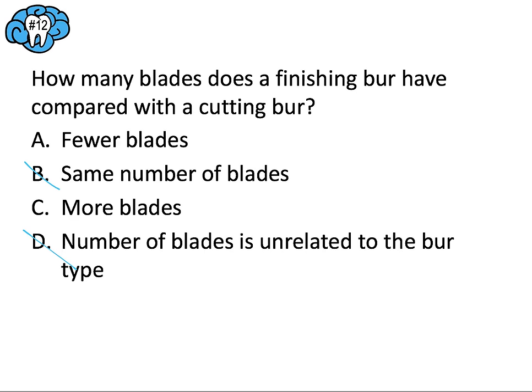And as we talked about, the more blades you have, the less tooth structure they're each going to be removing. So a finishing burr is going to have more blades than a cutting burr because we want a smoother finishing type of cut. So specifically, the average cutting burr will have 6 blades, the average finishing burr will have 12 blades, and if you get even a smoother cut, you're going to have more and more blades. So the answer here is C.